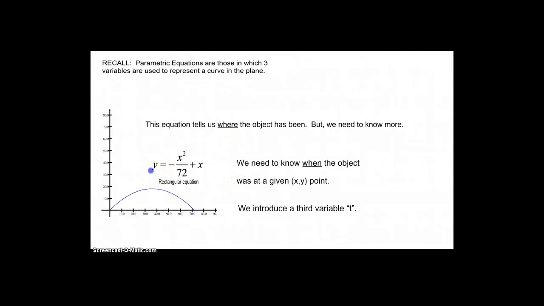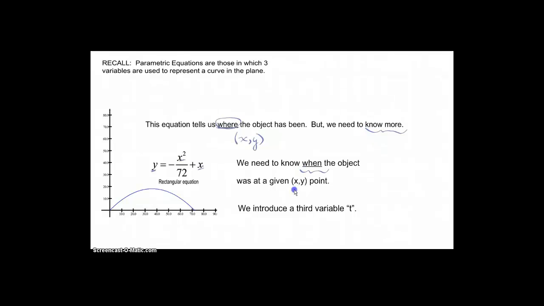This equation, this y in terms of x values, when x is the independent variable, we pick values of x, we plug them into this relationship, and we find the corresponding values of y, and we have all these xy points in the plane. So this equation can tell us where the object has been. But sometimes we need to know more than just where it's been.